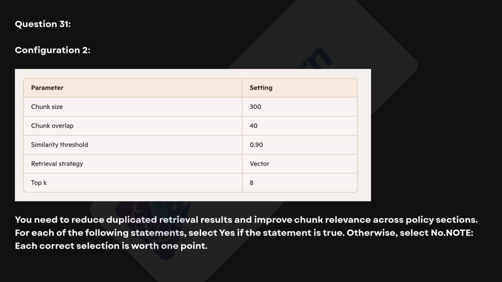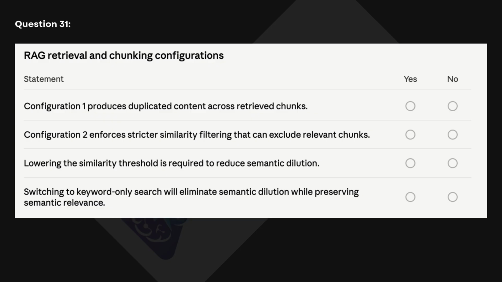For each of the following statements, select yes if the statement is true. Otherwise, select no. Note: each correct selection is worth 1 point. Statement 1. Configuration 1 produces duplicated content across retrieved chunks. Options: yes or no. Statement 2. Configuration 2 enforces stricter similarity filtering that can exclude relevant chunks. Options: yes or no.